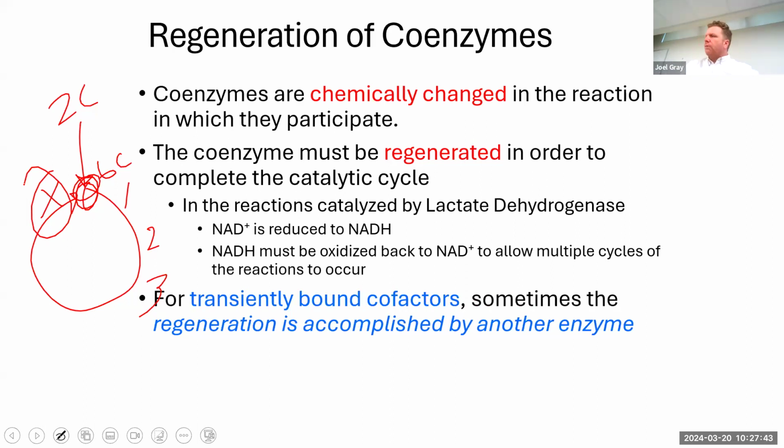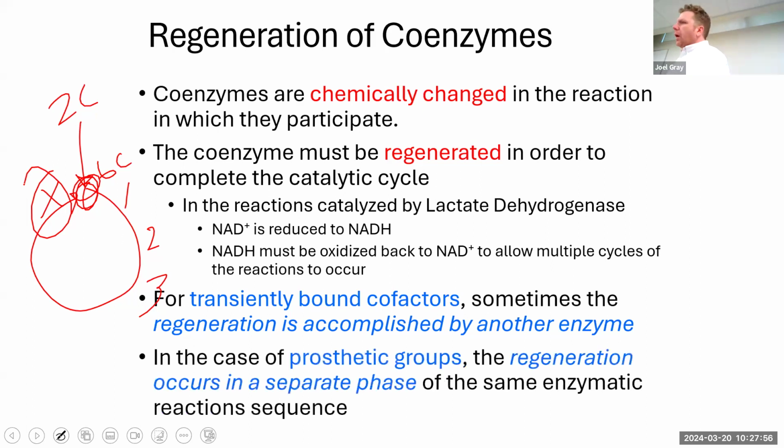For transiently bound cofactors, sometimes the regeneration is accompanied by another enzyme. That's kind of what I'm summing up with this right here, when we have lots of processes going on to get us back to our starting point. In the case of prosthetic groups, regeneration occurs in a separate phase of the enzymatic reaction sequence. Now, a great example of this, or great models for this, are in the citric acid cycle. I don't have the expectation that you know the citric acid cycle for this point, but when you go on to take metabolism, I want you to be thinking of it.